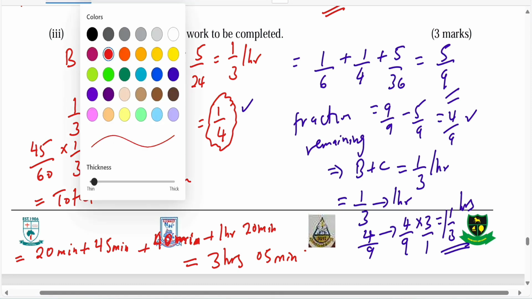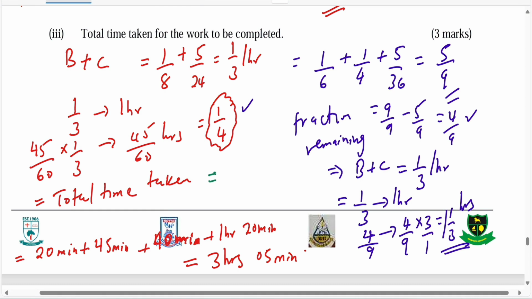So let me just write it in green so that you can see it. So they did that job in 3 hours 5 minutes. And that is supposed to be your answer.